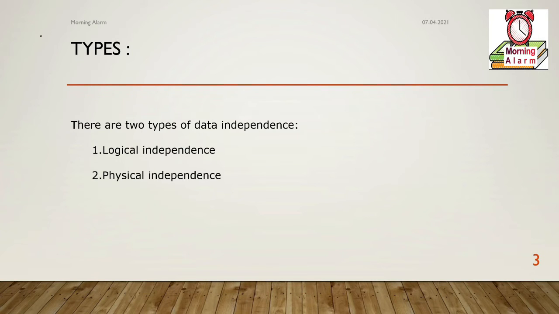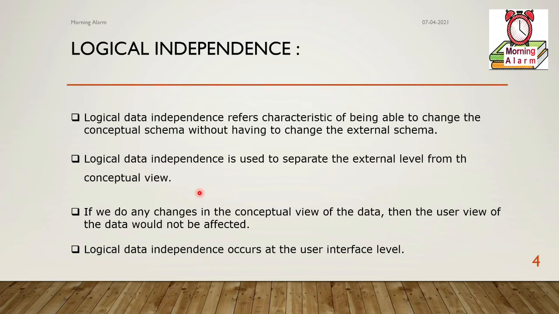We can classify the data independence into two types, logical independence and physical independence, as previously said. Logical independence, let us know about this. Logical data independence refers to the characteristic of being able to change the conceptual schema without having to change the external schema. Logical data independence is used to separate the external level from the conceptual view.